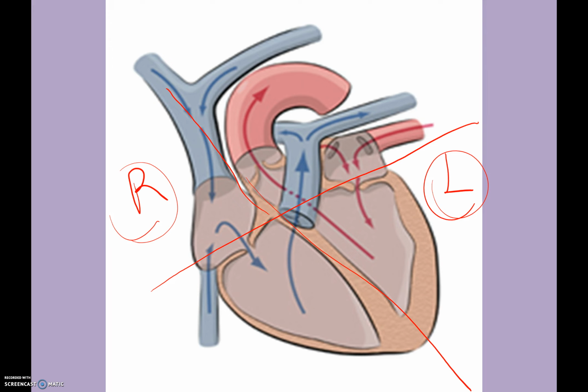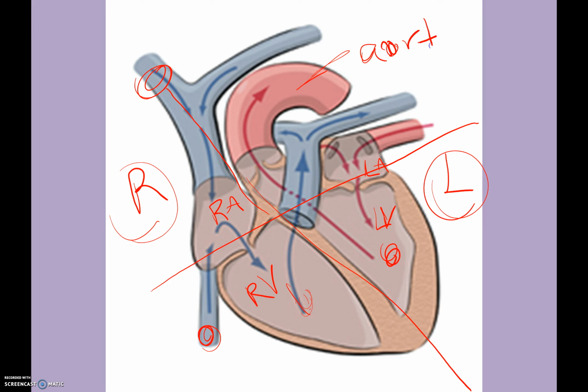So let's dig in for just a moment. Remember, this is the right atrium. This is the left atrium. Right here is the right ventricle. And this is the left ventricle. Just make sure you got that. Right atrium, left atrium, right ventricle, left ventricle. Remember, this vessel here is the superior vena cava. This is the inferior vena cava. This right here is the aorta.